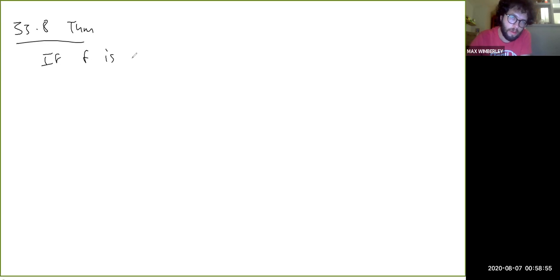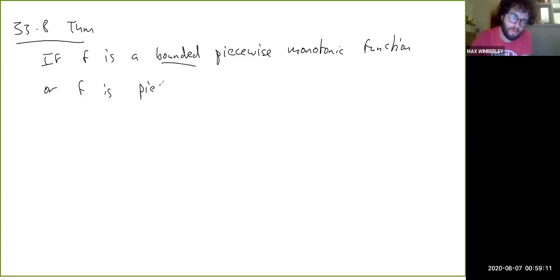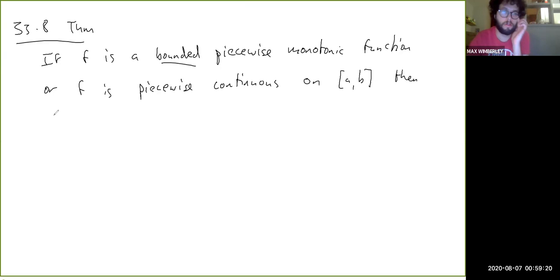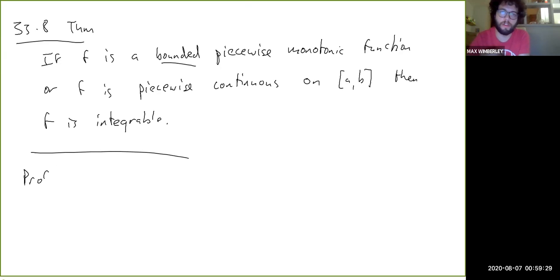So there's a theorem here, which is: if f is a bounded piecewise monotonic function, or f is piecewise continuous on AB, then f is integrable. Okay. And the gist of the proof is basically this.